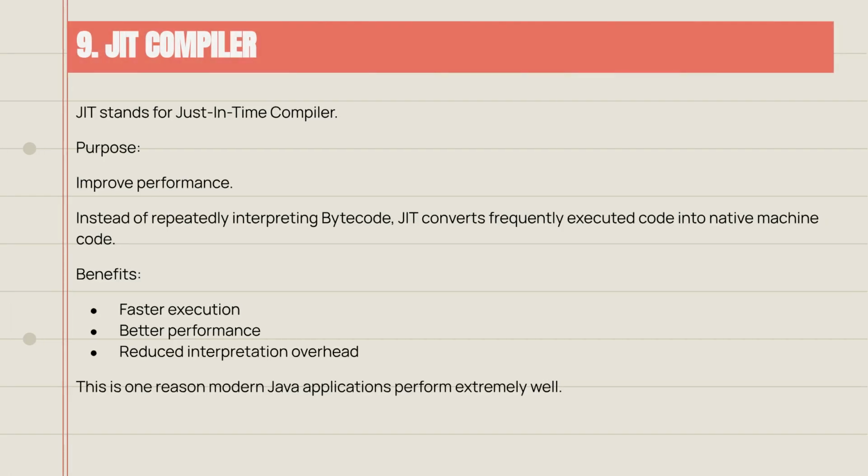JIT stands for Just-in-Time Compiler. Its purpose is to improve performance by converting frequently executed bytecode into native machine code, significantly reducing interpretation overhead and ensuring modern Java applications run efficiently.